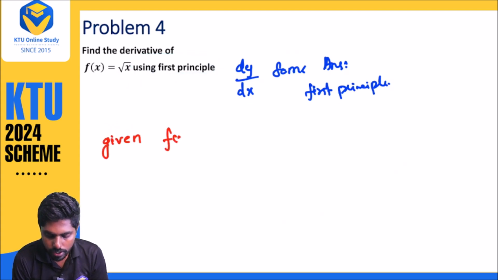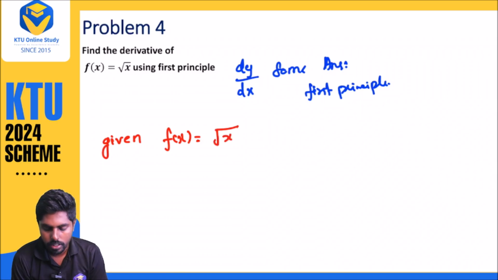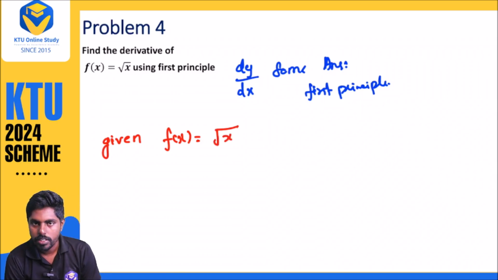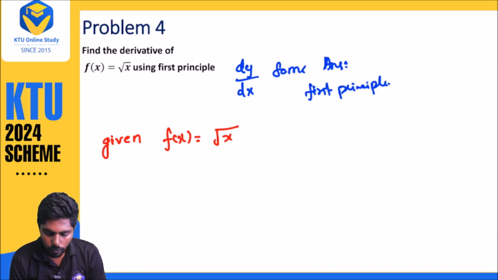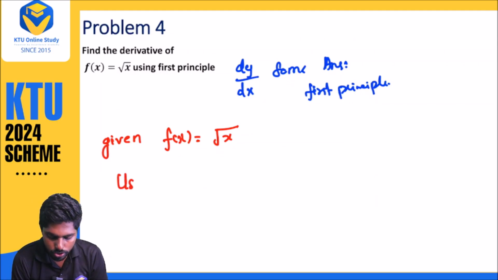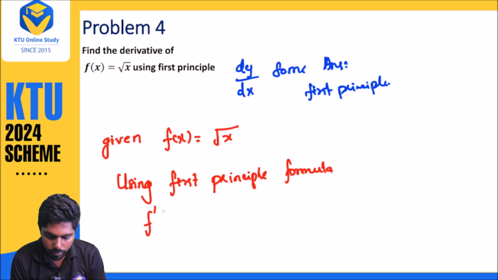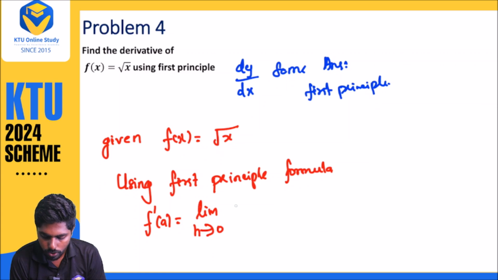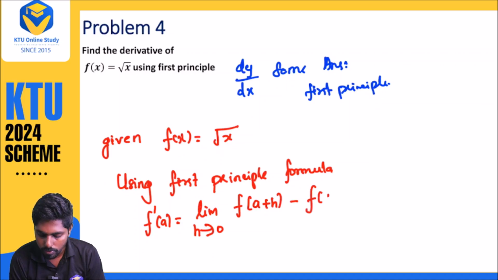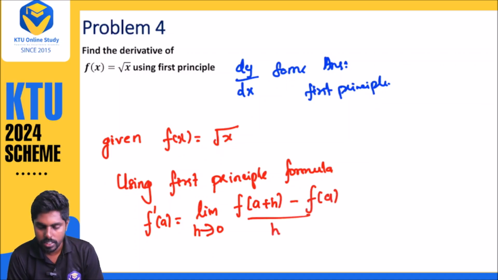Given f of x is equal to root x. So we know what the first principle formula is. What is the formula? That is nothing but f dash of a is equal to limit h approaches 0, f of a plus h minus f of a divided by h. This is the formula you want to use. So we know the formula.